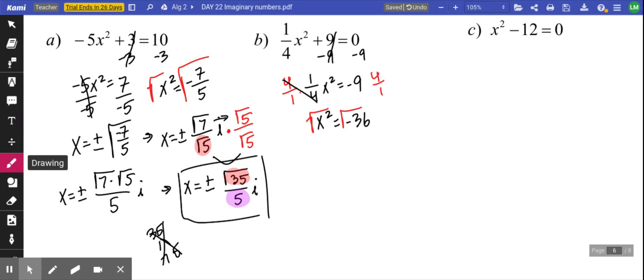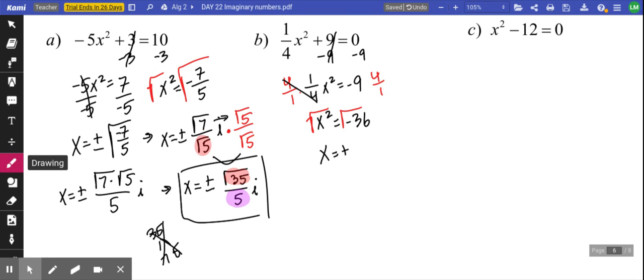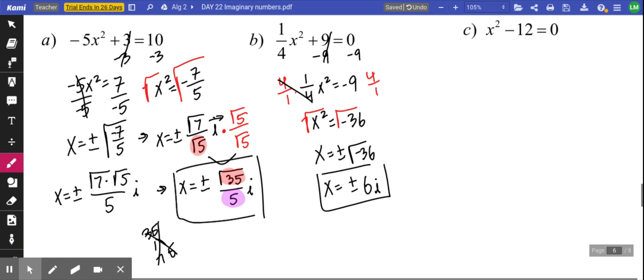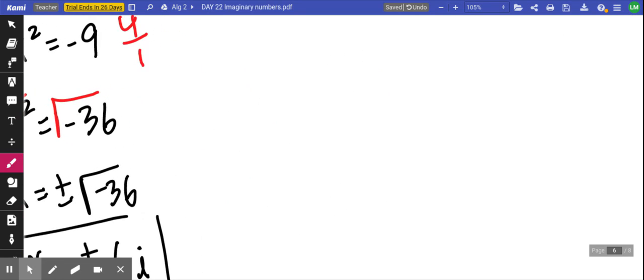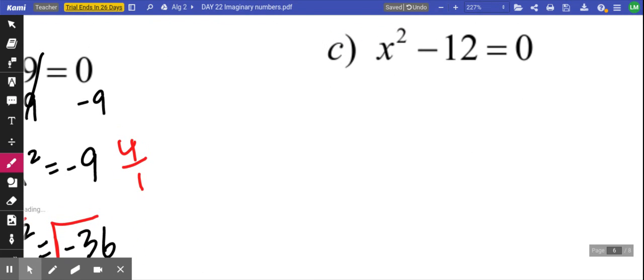Undo that square, by taking the square root. I get x equals plus or minus, don't forget it, the square root of negative 36. Hey, negative, I'm going to have an i, yes you are, plus or minus. Square root of 36 is just 6, and that negative becomes my i. Good. All right, again, x squared and a constant. Let's add 12.